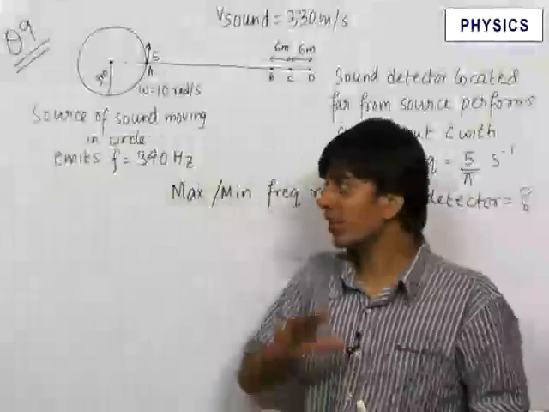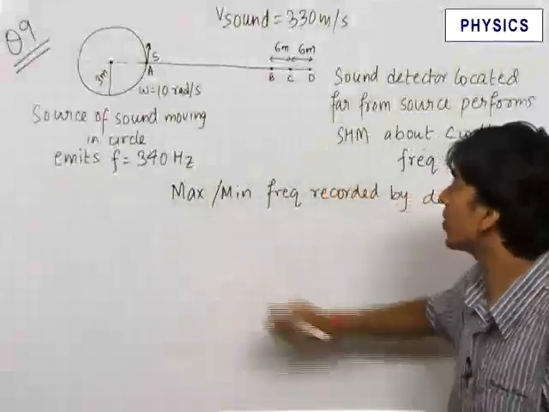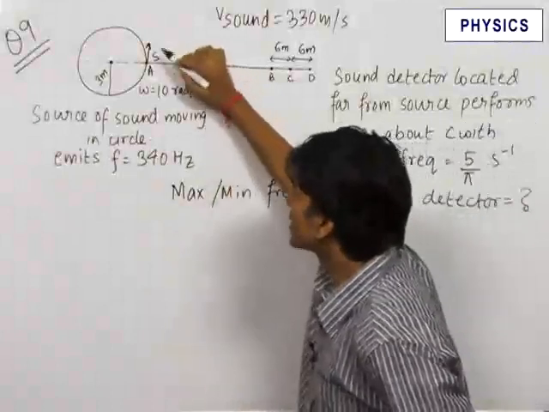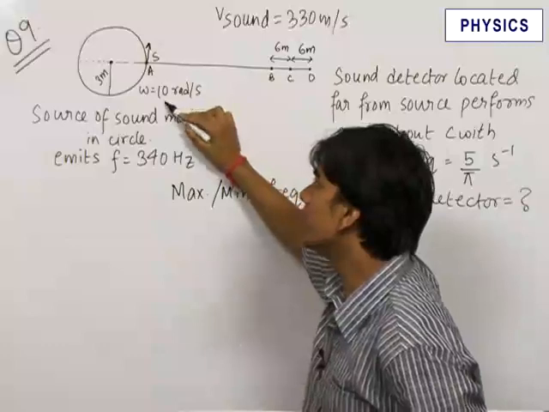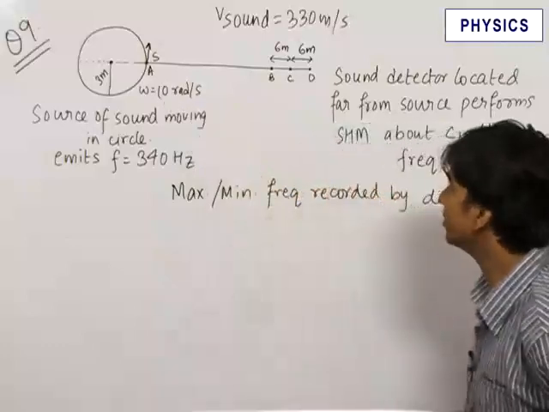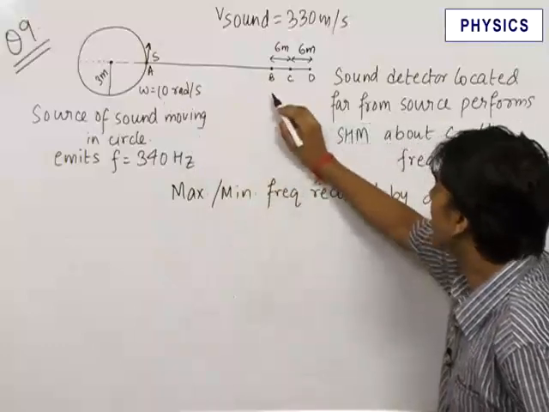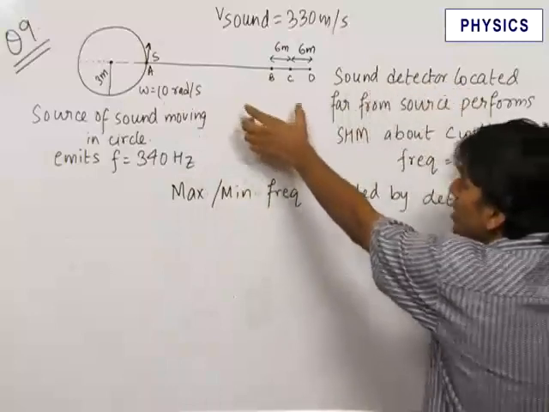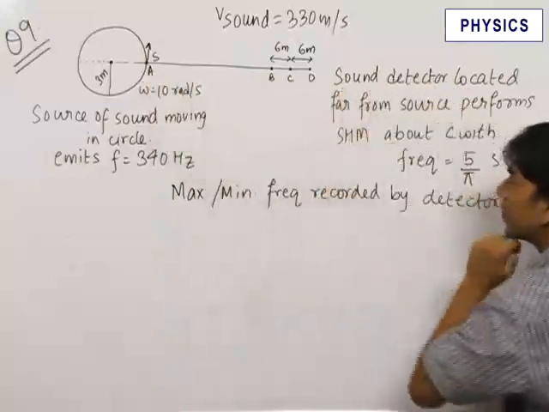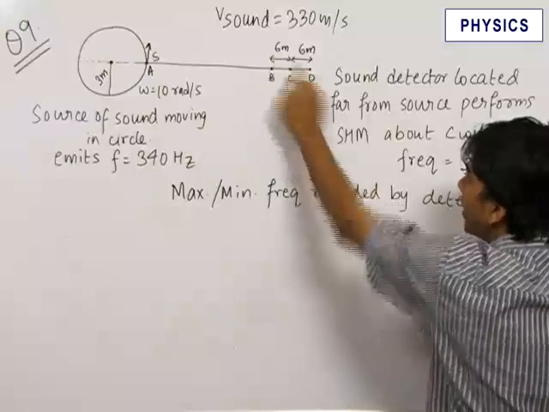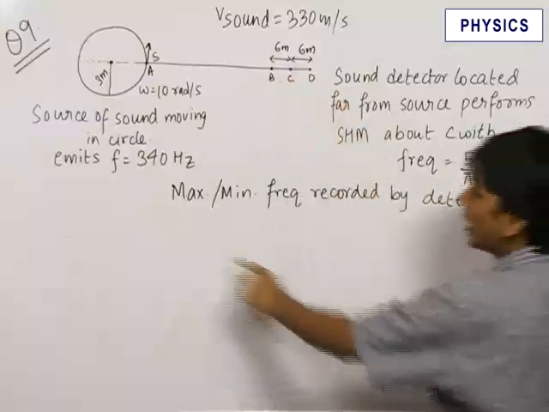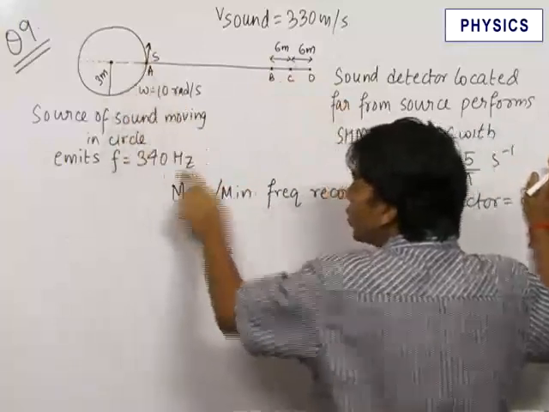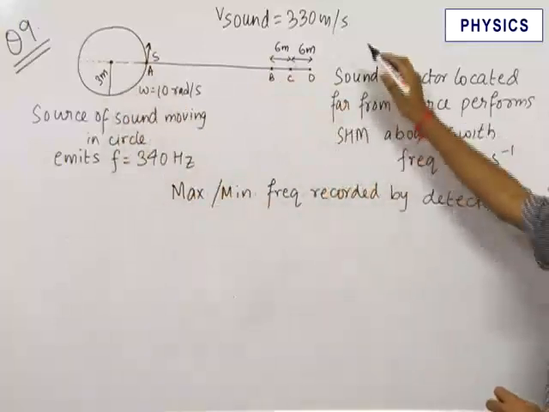The ninth question that we have is a very important and a very conceptual problem. It is given that a sound source is moving in a circle of radius 3 meters with angular velocity equal to 10 radians per second. It is also given that a sound detector is located far away along this line and is performing SHM with amplitude 6 meters about the point C, and the frequency of SHM is given, and the frequency of sound emitted by the source is also given. Velocity of sound is given.